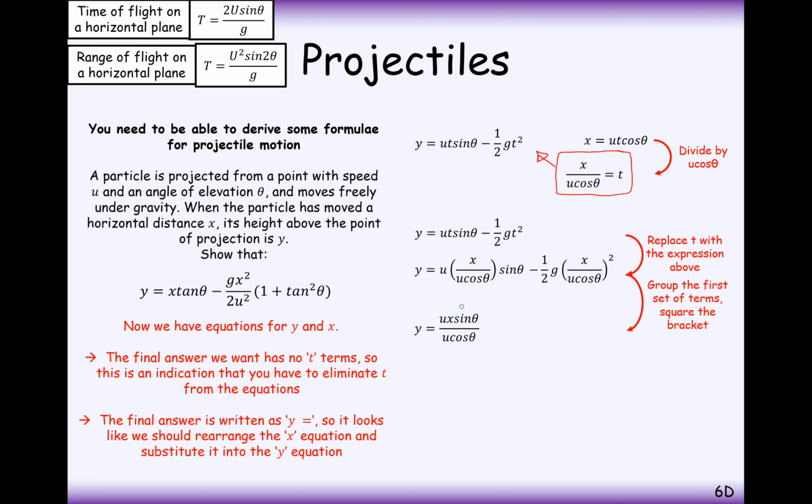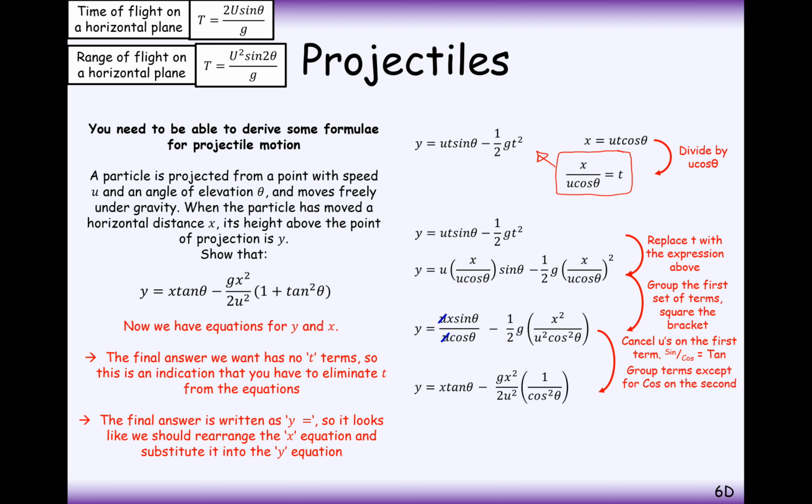So let's expand the brackets now. For the left-hand expression, we're going to have ux sine theta on the top, and u cos theta on the bottom. And for the right-hand expression, we'll just square everything inside the bracket, so it's going to be x squared, u squared, and cos squared. So, cancelling out the u's for the left-hand expression, simplifying sine over cos to tan, we get y equals x tan theta. Then for the second part, minus g x squared over 2u squared, pulling some of this stuff out of the brackets, and then it's going to be 1 over cos squared.